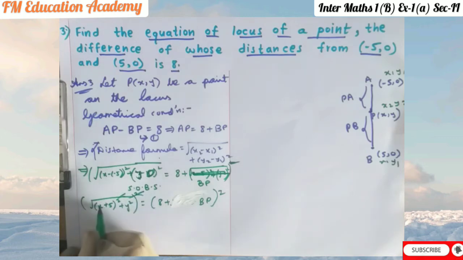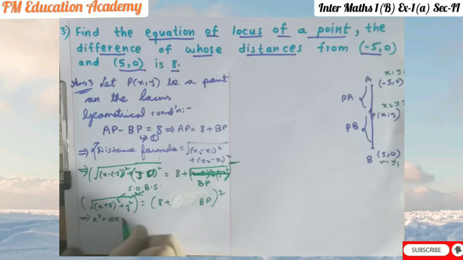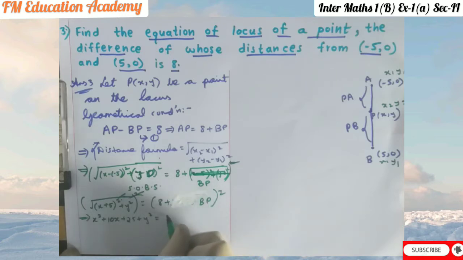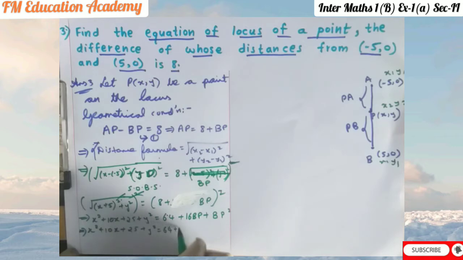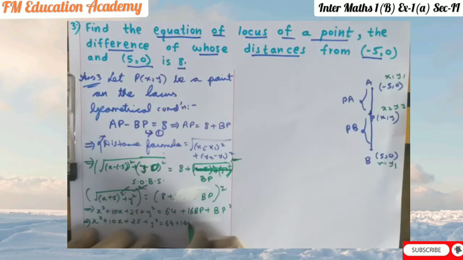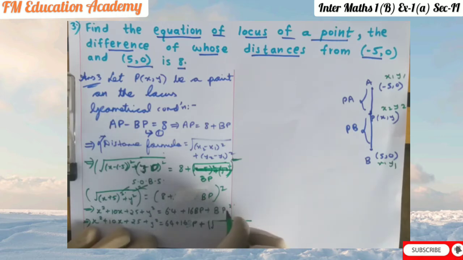Root and square will get cancelled. It is in the form of (a plus b) whole square. (a plus b) whole square is a square plus 2ab plus b square, so x square plus 10x plus 25 plus y square is equal to, again in the form of (a plus b) whole square: a square, 8 8s are 64, plus 2ab, 2 8s are 16, 16 into BP, plus BP square. So x square plus 10x plus 25 plus y square is equal to 64 plus 16 into BP plus BP square. We keep BP as BP only, because if we open it now it will become complicated. We'll open this BP at the last. So this BP again we can write as root of (x2 minus x1) whole square. Now we'll open this BP.